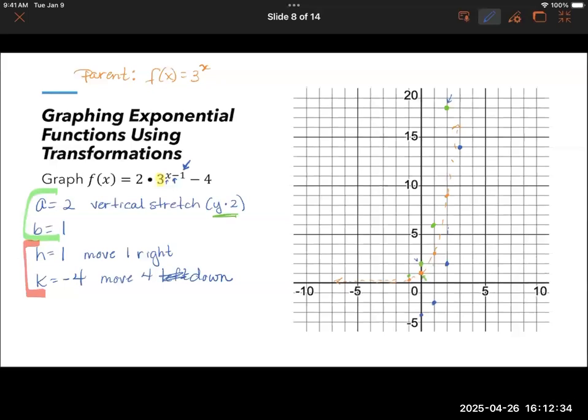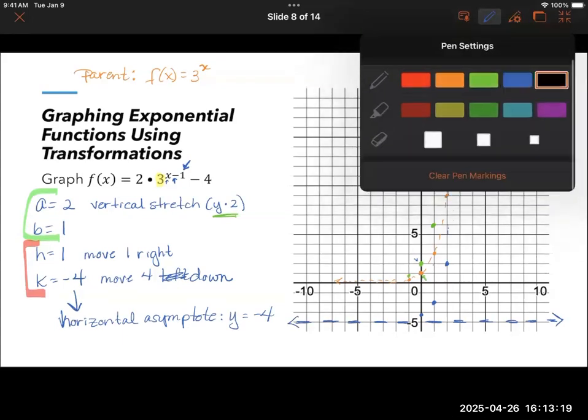Okay. The other thing to also keep in mind is that with exponential functions, our k value always tells us where our horizontal asymptote is going to be. So y equals -4 is our new horizontal asymptote. And that's going to be right here. Because along with all of the points that got moved down 4, so did our horizontal asymptote.